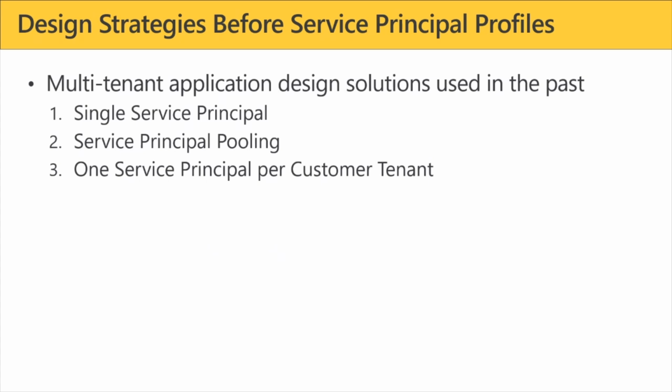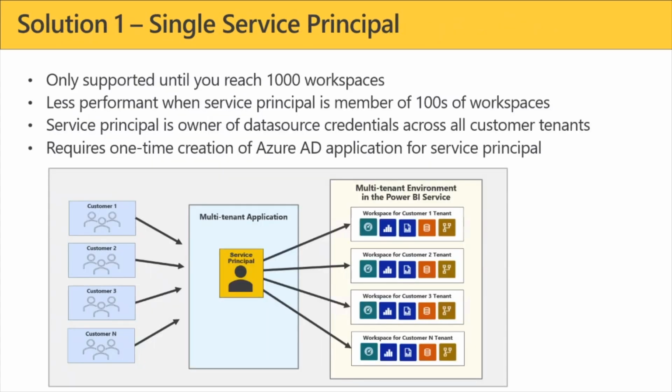Now, the first thing we did is we had a single service principal. So the obvious downside is you can only go up to 1,000 workspaces. But also, as you go from 1 to 1,000 workspaces, you're going to slow down gradually. Maybe not a big deal if you don't have that many users, but when you're thinking scalability, having your service principal a member of hundreds of workspaces, you have to look at it. That's not an optimal code path.